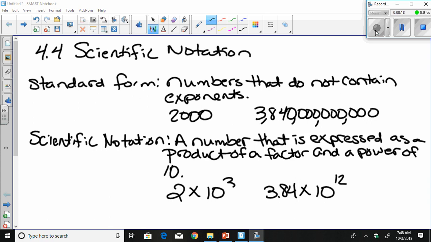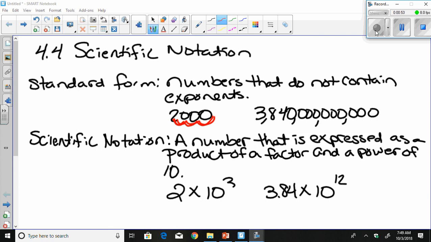3,840,000,000,000. Scientific notation is a number that is expressed as a product of a factor and the power of 10. For instance, 2,000 can be written as 2 times 10 to the third, because we move that decimal from the end and we move it 3 places to the left. So the 3 is positive because it would take positive 3 direction, so to the right, to get back to that original number.